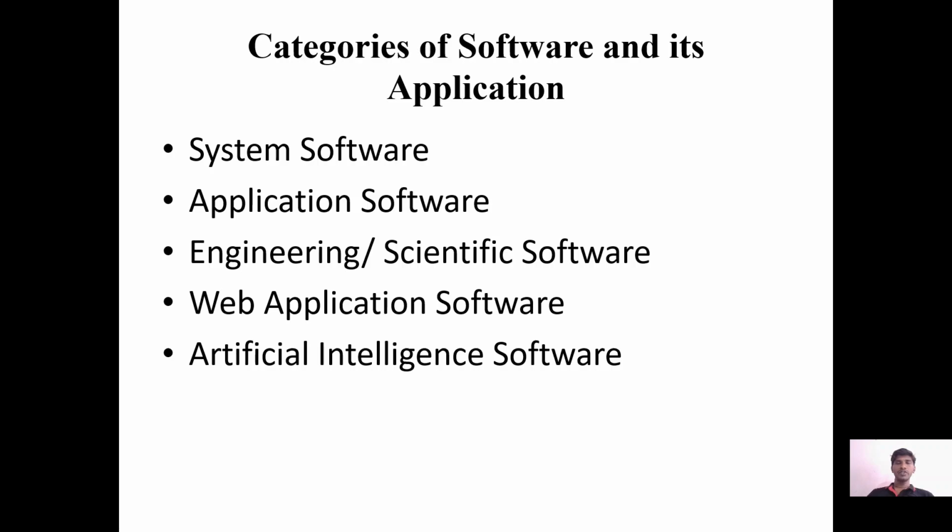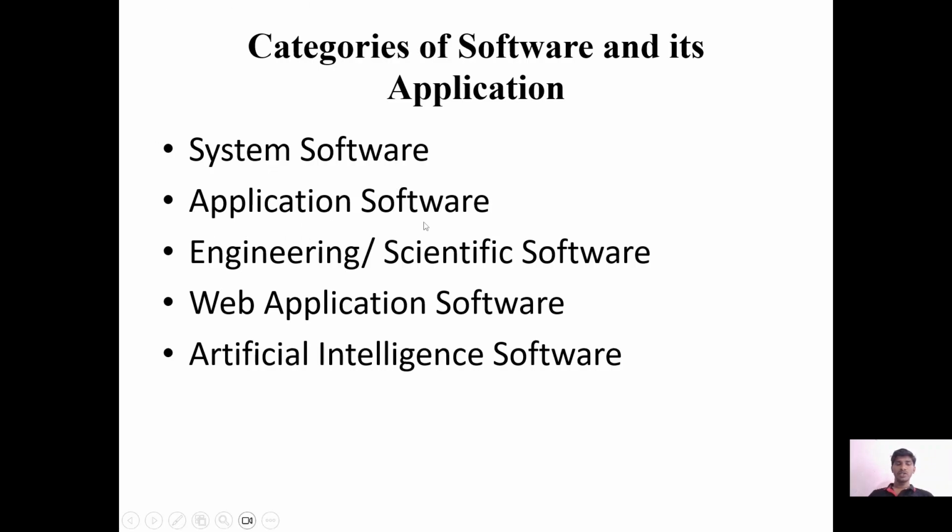So next, categories of software and its application. There are different categories of software. So let us see one by one. One is system software, application software, then engineering or scientific software, web application software, artificial intelligence software. Here system software is nothing but a collection of programs which is written to service or serve other programs. For example, we can say compiler and editor are some of the system softwares.